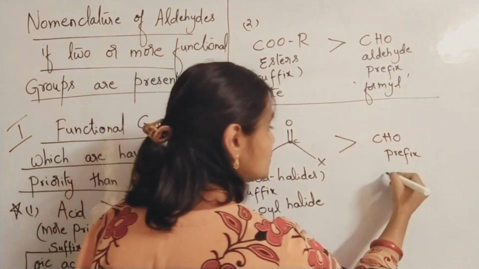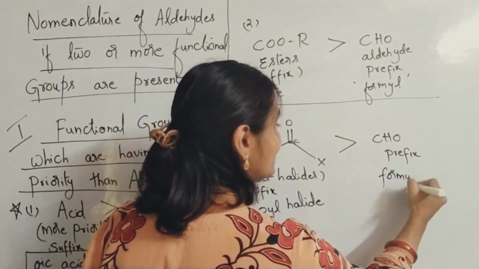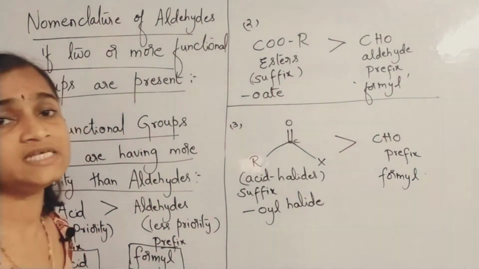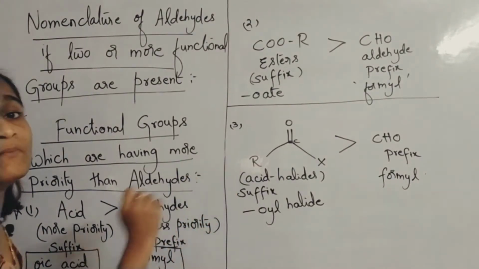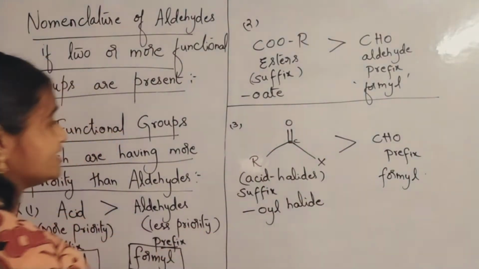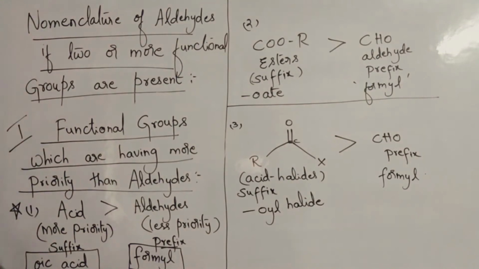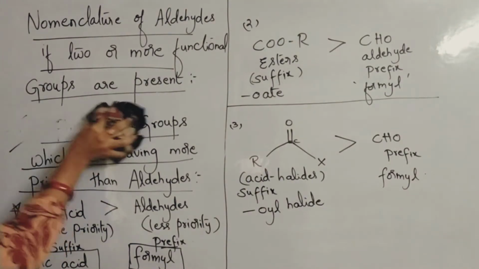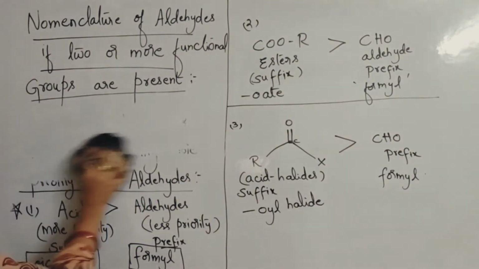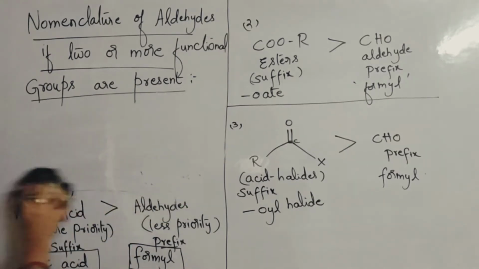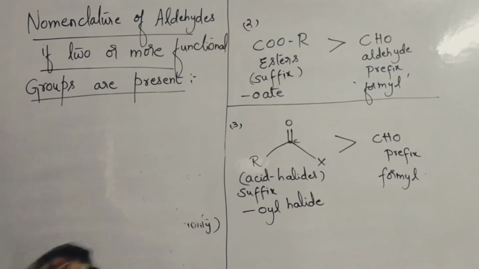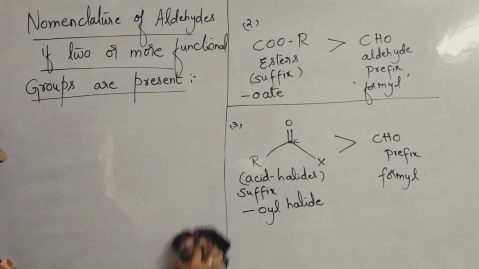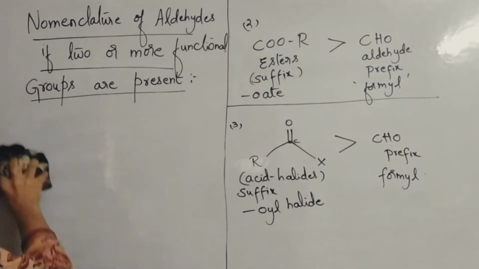As usual, you will give the word formyl for CHO. So, acid halides are also more priority than aldehydes. Next. Please keep noting down, dear children. It will be very much useful. The more you write in practice, the better will be the subject knowledge.